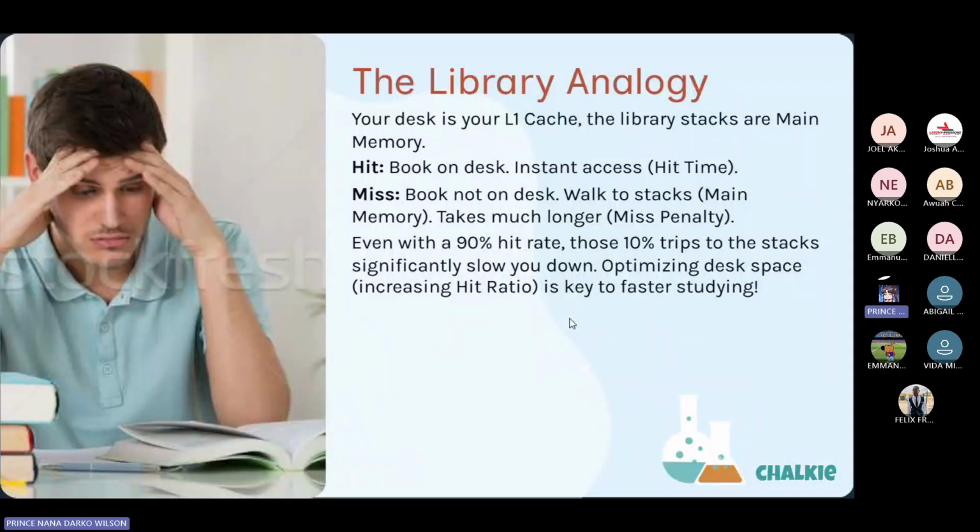Now, even with a 90% hit rate, when most of the data is held in cache and the ones we are referencing in the RAM are very few, like 10%, this still significantly slows you down. Because every single time you go to the stacks to retrieve a book and bring it to your table, this slows you down. So increasing the hit ratio is key to faster studying. This means if I have all the books I need prepared on the table, I can quickly access them and move fast. So this analogy describes all these terms: the hits are the ones that are in the cache, and the misses are the ones outside the cache, in the RAM.